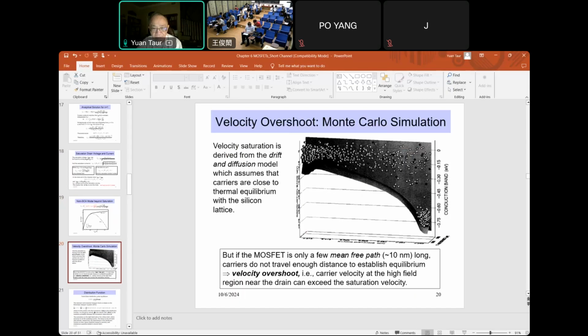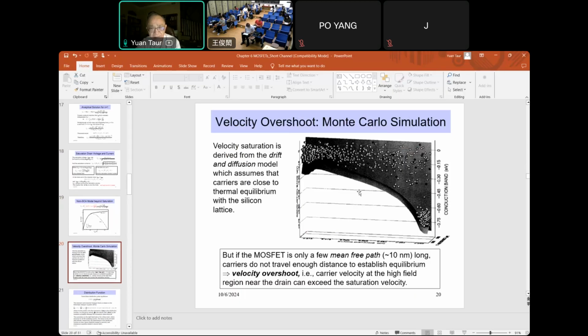it's only a few mean free paths, because to reach the thermal equilibrium, you need a collision between carrier and the lattice. And that means there has to be many mean free paths between source and drain. But mean free paths can be as long as 10 nanometer. Now, if the channel length shown here is only 30 nanometer, then you don't have enough collisions between the source and drain to bring the carrier into thermal equilibrium with the lattice.